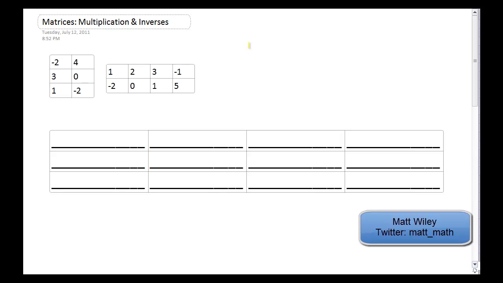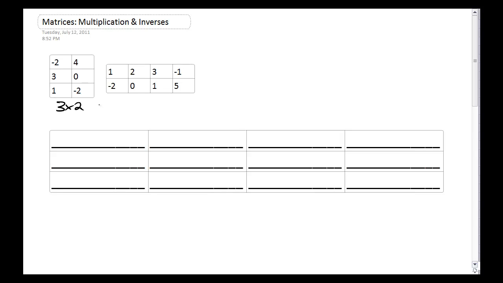I'm going to talk about matrix multiplication, and then I want to talk about finding matrix inverses by using Gauss Jordan row reduction operations. To find matrix inverses, we're going to use the Gauss Jordan process, but first I want to do multiplication. We say this is a 3 by 2 matrix because it has 3 rows and 2 columns.